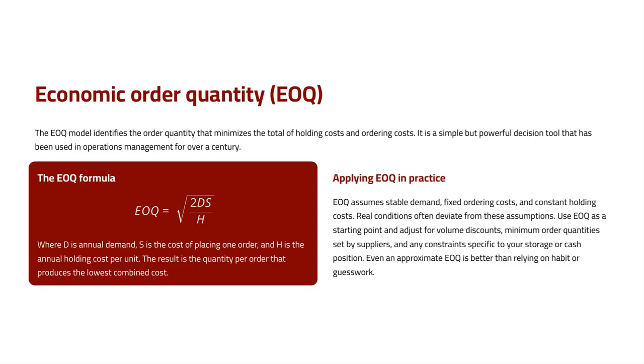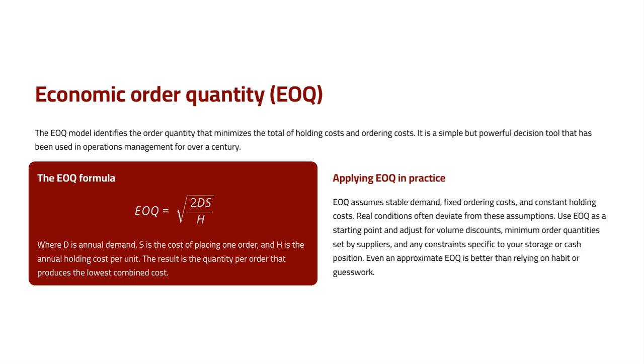The economic order quantity, or EOQ, is a model used to determine the order quantity that minimizes the total cost of holding inventory and placing orders. This model has been a cornerstone in operations management for over a century because it provides a straightforward yet powerful approach to inventory decisions. The EOQ formula involves three key elements: D, which represents the annual demand, S, the cost to place a single order, and H, the annual holding cost per unit.